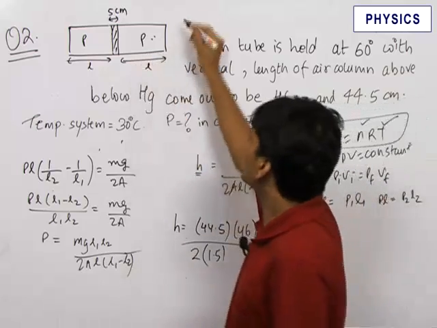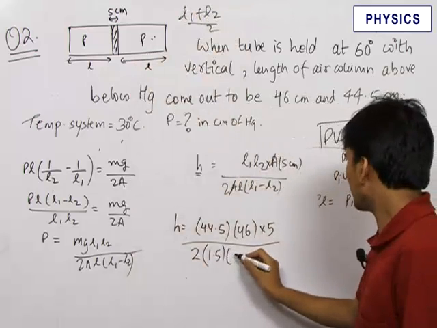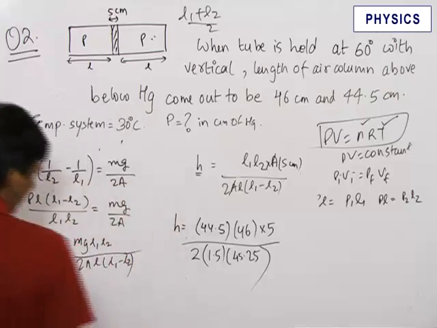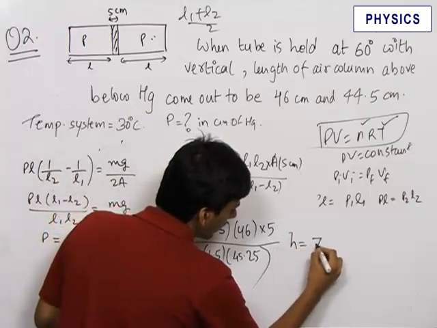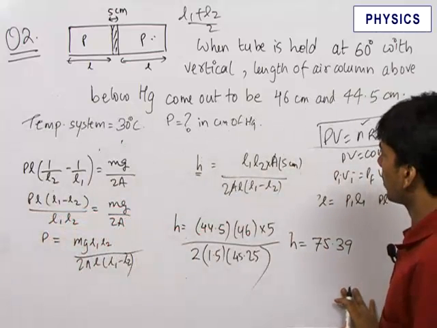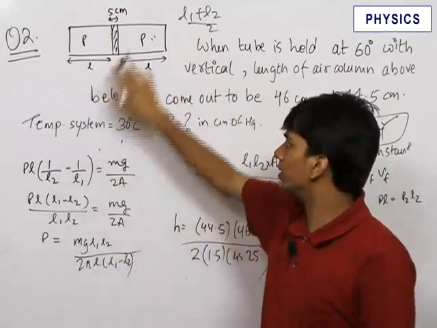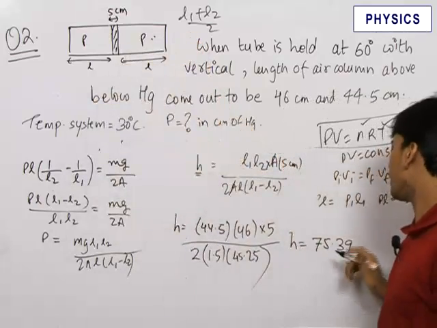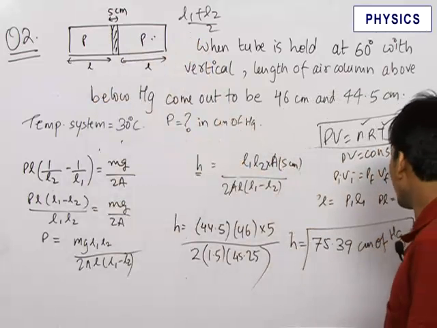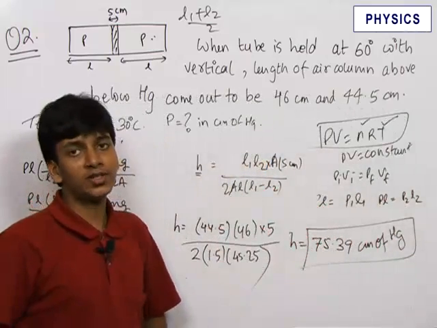and L is equal to L1 plus L2 by 2. Therefore, we write this as 45.25. So the answer for H comes out to be equal to 75.39. Therefore, our final answer for the initial pressure in this column of the tube comes out to be equal to 75.39 centimeters of mercury. That is a pressure equivalent to the pressure of a column of mercury of height 75.39 centimeters.